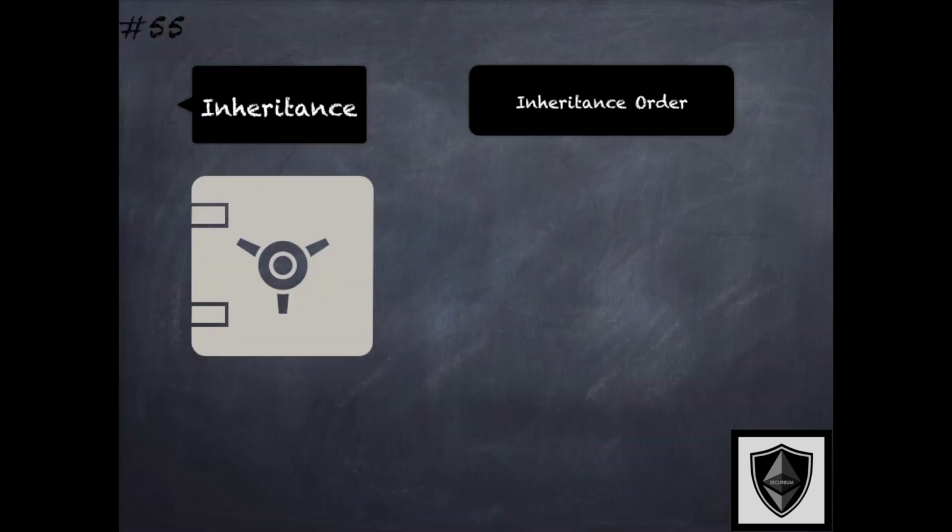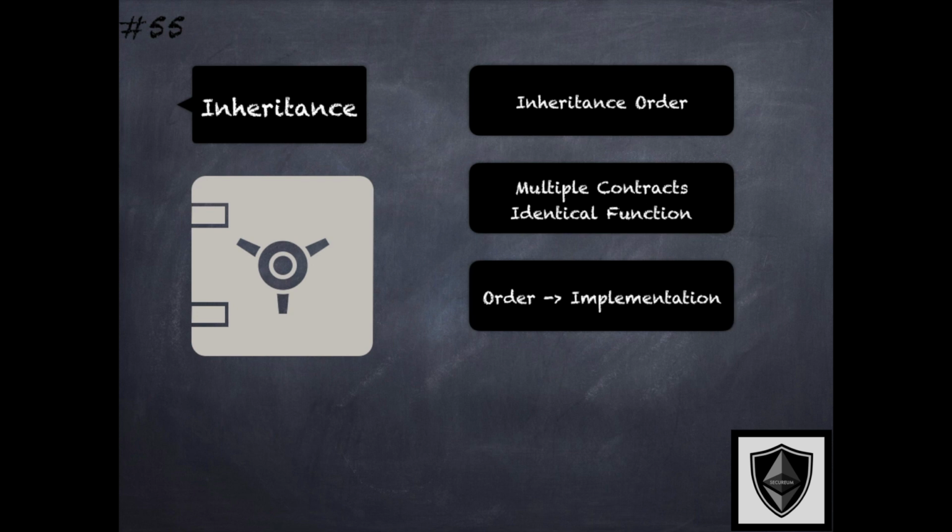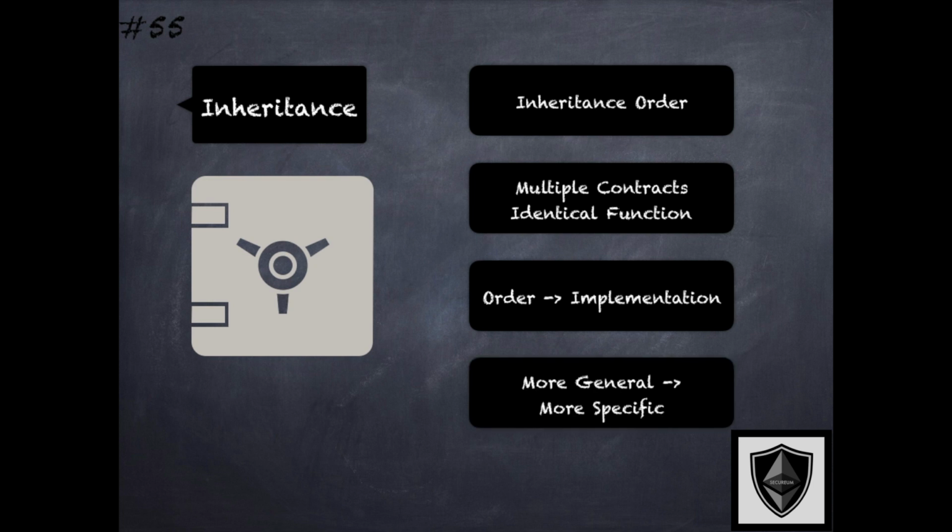Contracts that inherit from multiple contracts should be careful about the inheritance order, because if more than one such base contract defines an identical function, then the particular function implementation that gets included in the derived contract depends on this inheritance order. And the best practice is for this inheritance order to be from the more general implementation to the more specific implementation.